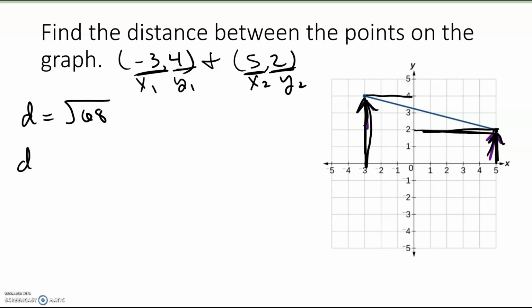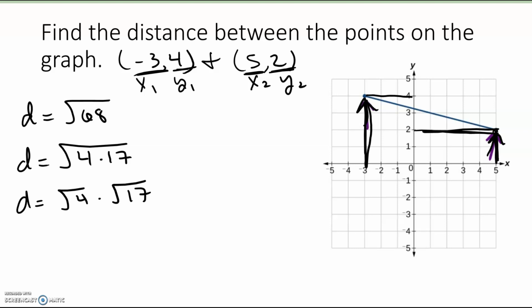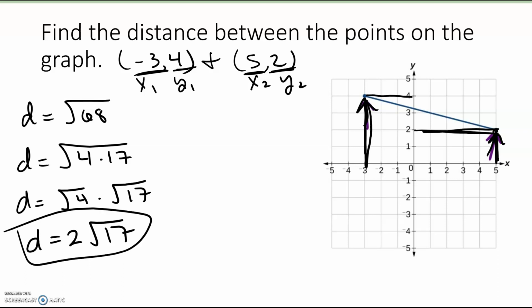Now we can break 68 up into 4 times 17. And then we can break that up into the square root of 4 times the square root of 17. I can't do anything with the square root of 17, but I can change the square root of 4 to 2. So it's going to be 2 square root of 17. And that should be our answer for the distance between the points on this graph over here, if I get rid of all my markings.